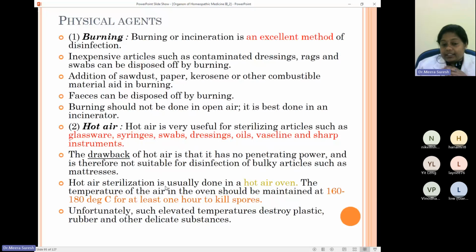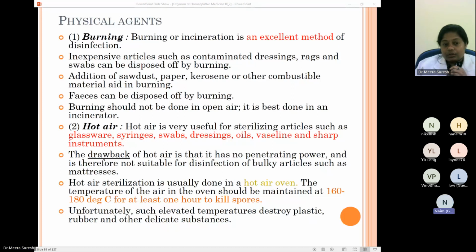The hot air sterilization is usually done in a hot air oven. The temperature should be maintained at 160 to 180 degrees Celsius for at least 1 hour to kill the spores. To kill the spores, see the high temperature and also the minimum time of 1 hour.